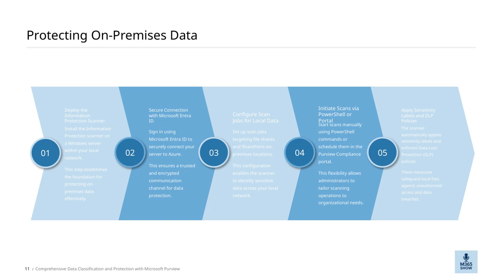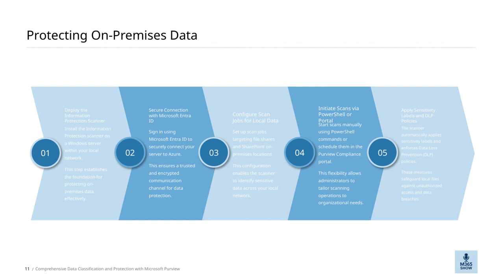Let's talk about how we can protect on-premises data effectively. First, you'll need to install the Information Protection Scanner on a Windows server within your local network. This step is crucial because it lays the foundation for securing your data. Once installed, the next step is to sign in using Microsoft Entra ID. This ensures that your server connects securely to Azure, establishing a trusted and encrypted communication channel, an essential part of safeguarding sensitive information.